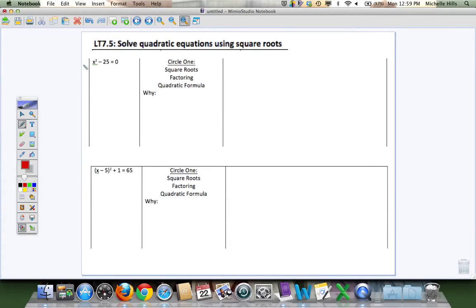So, learning target 7.5, these are the problems that ended up lending themselves to solving using square roots. I'm not going to explain that part because that's actually learning target 7.8. But if I take this equation, x squared minus 25 equals 0, I notice it just has a squared term and a constant. So I want to get the squared term by itself first, so I'm going to add 25 to both sides to get x squared equals positive 25.